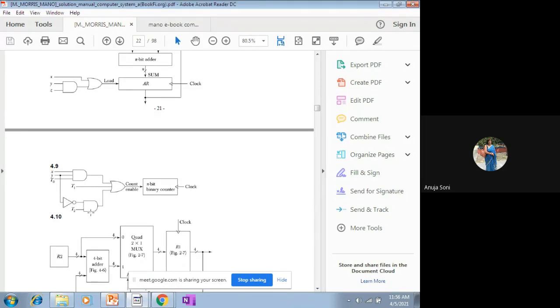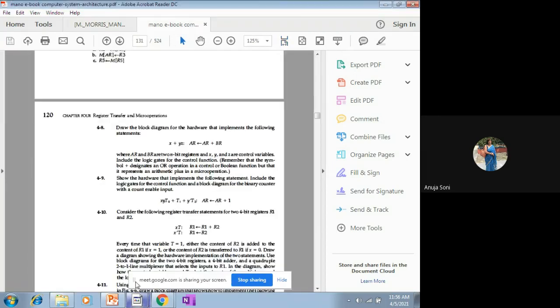It is Y dash and T2, and then T1 is directly coming to the OR gate, and then the AND of X, Y, and T2 is coming to this. Ultimately, you are using this OR gate, and then it is the count enable. When it is enabled, then only AR will be incremented by 1.